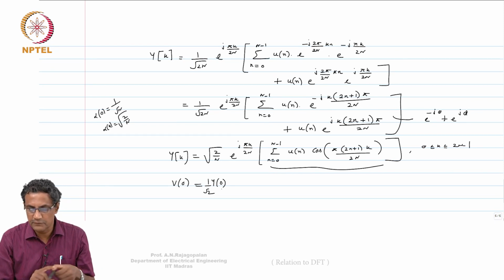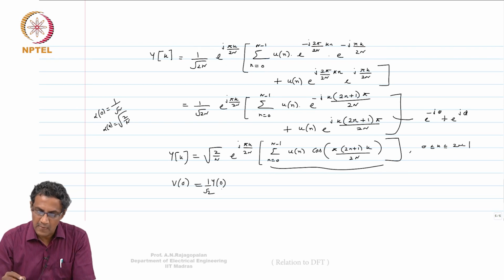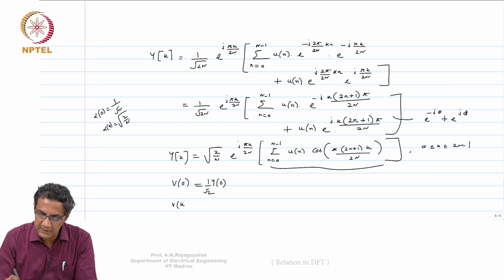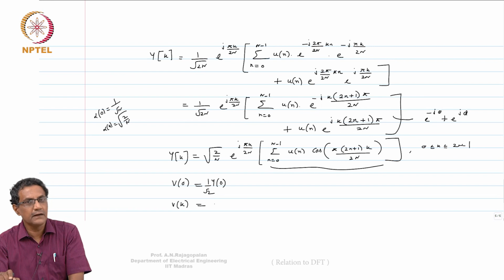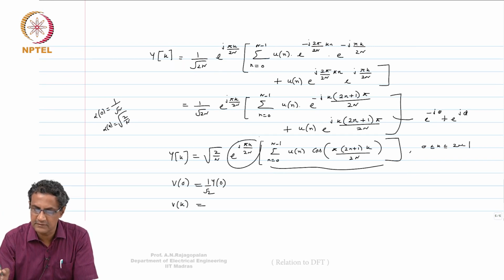So for v0, this is what I can do if I want to derive it from y(k), and for other k, v(k), anyway I need a root 2 by n, that alpha k. So all that I have to do is cancel this term off. So e raised to minus jπk by 2n times y(k) will give me v(k) for 1 less than or equal to k less than or equal to n minus 1.